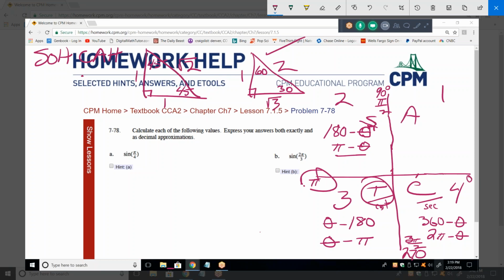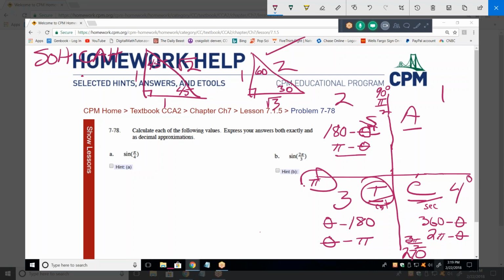And then remember that All Students Take Calculus, again going counterclockwise. And that'll tell you the plus or minus sign of all 6 trig functions in all 4 quadrants. Wait, so in that quadrant, if it's one of those letters, then it is positive? Yes, that's the only thing that's positive in that quadrant. In other words, in the third quadrant, tangent's positive, sine's negative, cosine's negative.